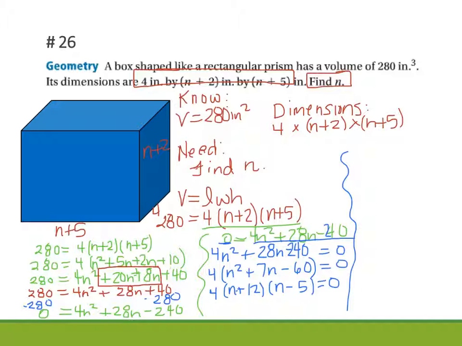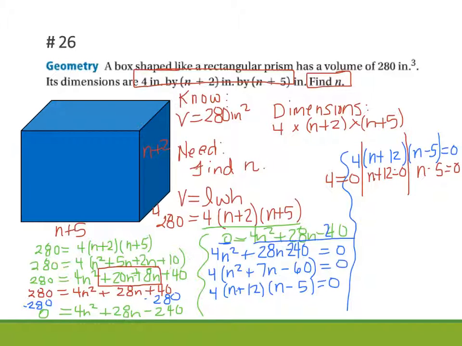So I have 4 times n plus 12 times n minus 5 is equal to 0. Well, according to the zero product property, that means that at least one of these factors has to be 0. So I'm going to take each factor and set each factor equal to 0. So I'm going to split them up like this. That means that either 4 can equal 0, n plus 12 could equal 0, or n minus 5 could equal 0.